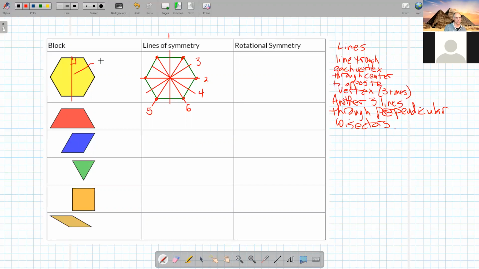So this right here is then a perpendicular bisector of that line, this line here, and that line there, that line segment there.